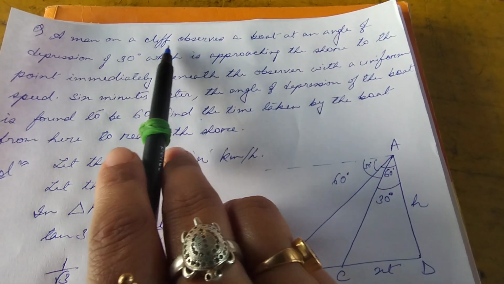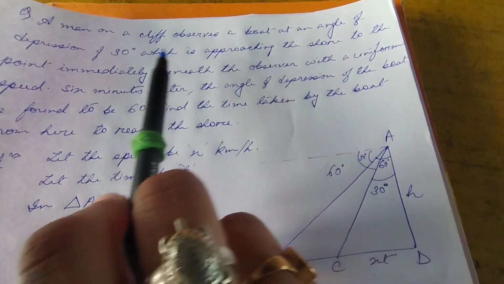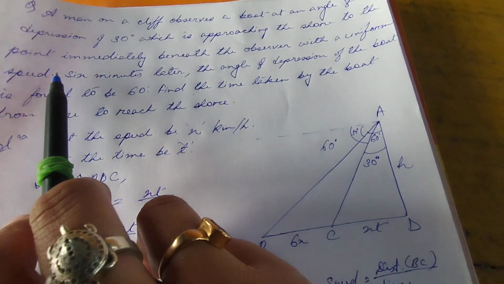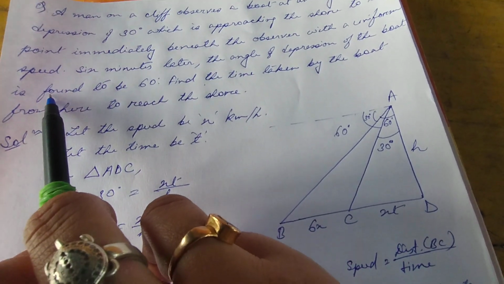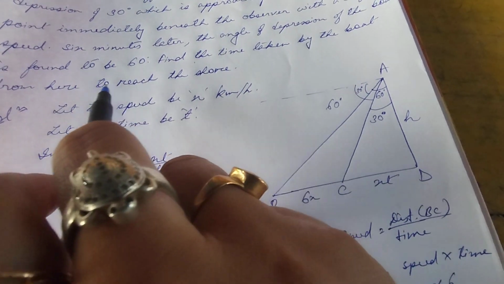A man on a cliff observes a boat at an angle of depression of 30 degrees, which is approaching the shore to the point immediately beneath the observer with a uniform speed. 6 minutes later, the angle of depression of the boat is found to be 60 degrees. Find the time taken by the boat from here to reach the shore.